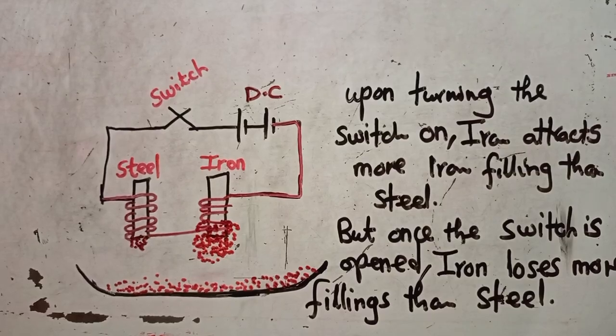So in conclusion, what can you say? We are writing an experiment, so the conclusion can be made from these observations. You discover that iron is easier to magnetize than steel. On the other hand, iron is easier to demagnetize than steel. So these are the two things that you observe.